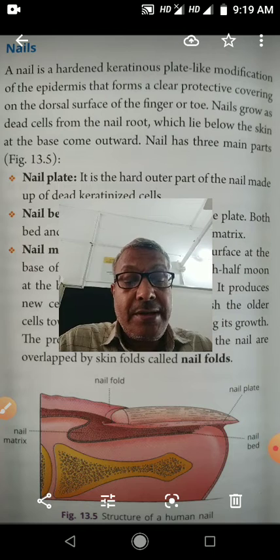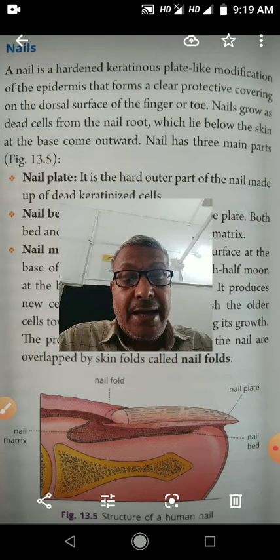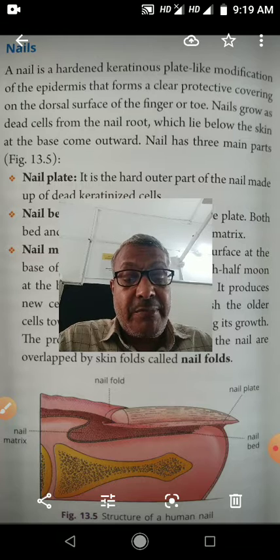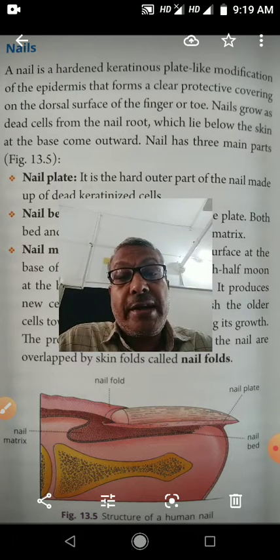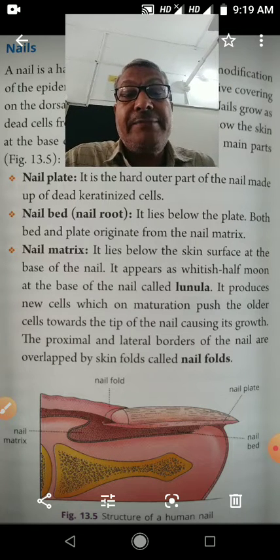Nails grow as dead cells from the nail root. The root of the nail lies below the skin at the base. A nail has three main parts. So children, you have to know what the three main parts of the nail are.